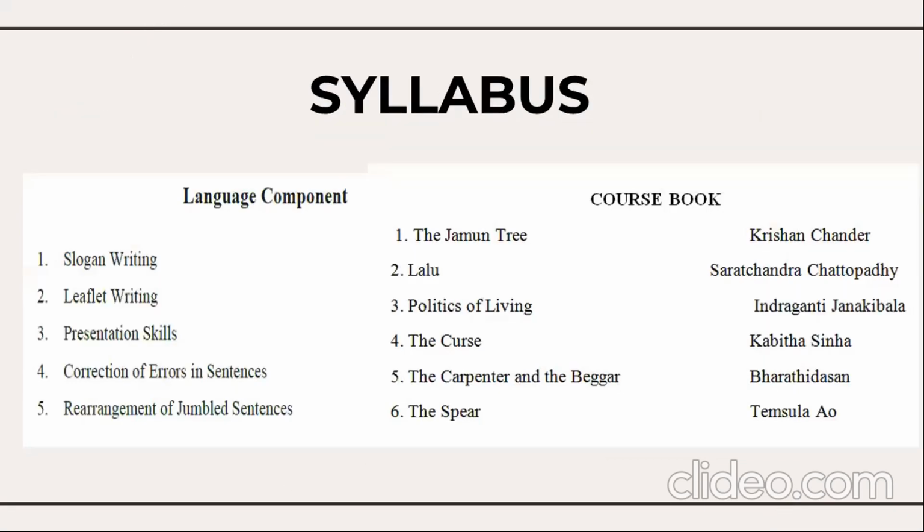You have the syllabus like this: the language component for 40 marks, slogan writing 5 marks, leaflet writing 10 marks, presentation skills 10 marks, correcting the errors in sentences 10 marks, and rearrangement of jumbled segments, again for 10 marks. Then you have the course book. Under this course book you have 6 chapters: The Jamun Tree, Lalu, The Politics of Living, The Curse, The Carpenter and the Beggar, and The Spear. So like this you have 11 units in the syllabus.